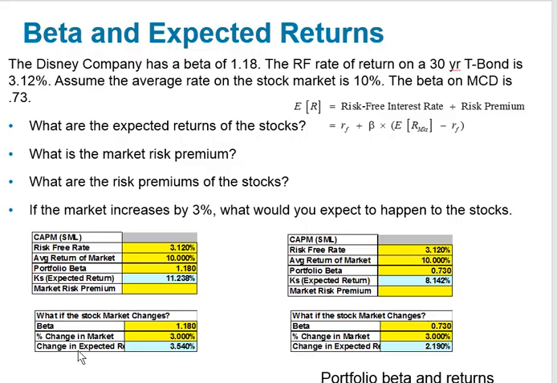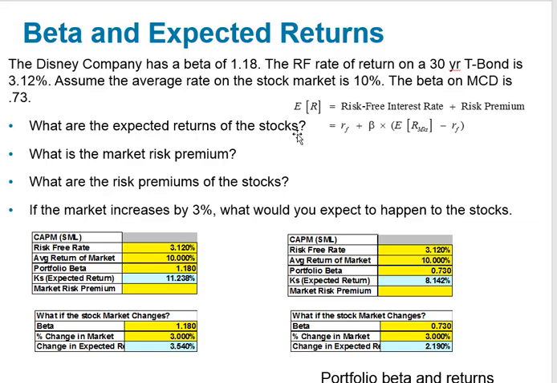Another question that we might have has to do with calculating expected returns. So we have Disney has a beta of 1.18. The risk-free rate of return on a 30-year T-bond is 3.12. If we can assume that the average return in the stock market is 10%, we also know that the beta of McDonald's is 0.73. We want to answer the following questions. We do all of this on the portfolio beta and returns spreadsheet.